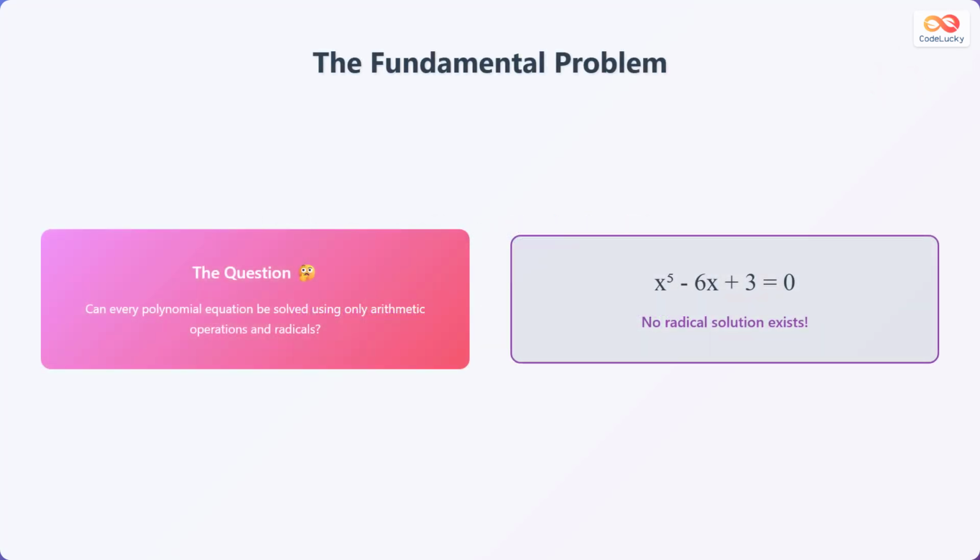The fundamental problem that Galois theory addresses is, can every polynomial equation be solved using only arithmetic operations, that is, addition, subtraction, multiplication, division, and radicals? For example, consider the equation x^5 - 6x + 3 = 0. Galois theory helps us understand why no radical solution exists for this particular equation.